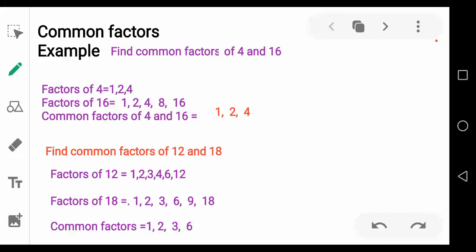Common factors means we'll study through an example. Okay. So here an example is here. Find common factors of 4 and 16.